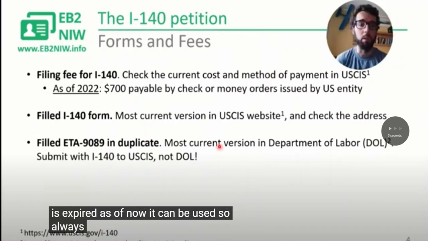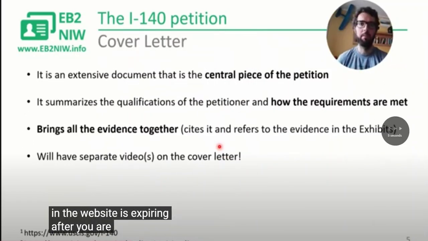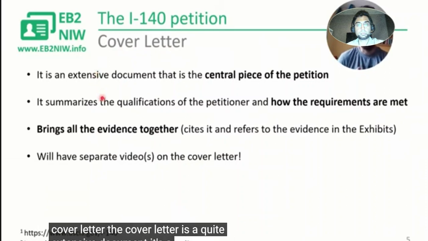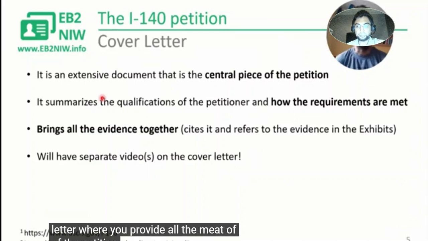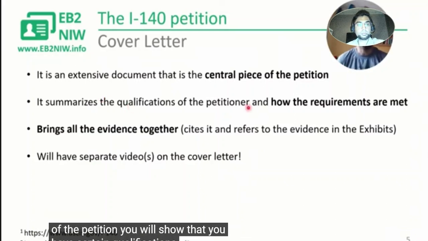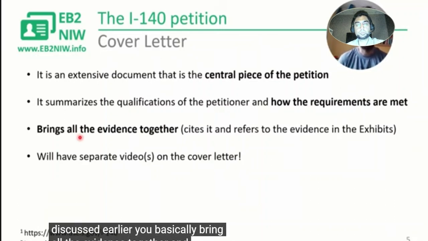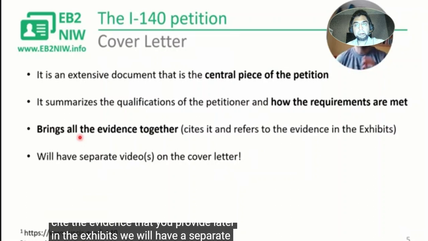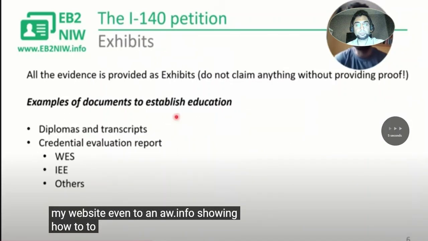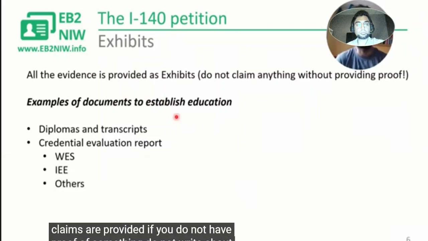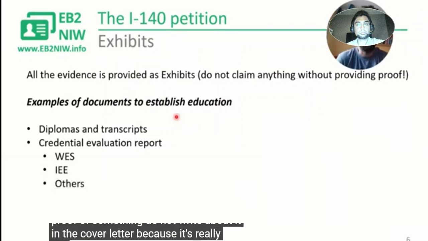But always good to check because after you are done with this easier part of the paperwork, you have to do the cover letter. The cover letter is a quite extensive document. It's an actual letter where you provide all the meat of the petition. You will show that you have certain qualifications and you're meeting all the requirements that we discussed earlier. You basically bring all the evidence together and you will cite the evidence that you provide later in the exhibits. We will have a separate video or more than one to cover the document structure. All the proof of your claims are provided. If you do not have proof of something, do not write about it in the cover letter because it's really not substantiated by documentation.